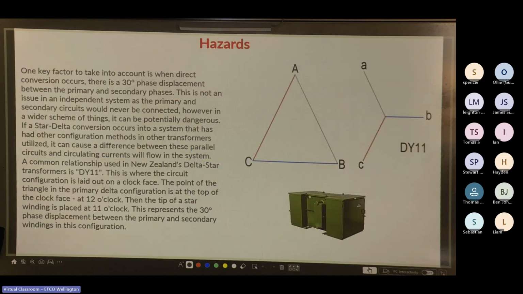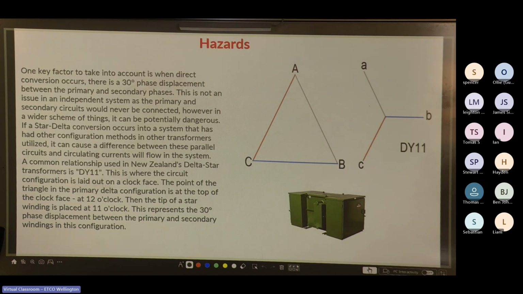Cool. So some hazards to remember. One key factor to take into account is that when direct conversion occurs, there is a 30-degree phase displacement between the primary and secondary phases. This is not an issue in an independent system as the primary and secondary circuits would never be connected. However, in a wider scheme of things, it can be potentially dangerous if star delta conversion occurs into a system that has had other configuration methods and other transformers utilized. It can cause a difference between these parallel circuits and circulating currents will flow in the system.